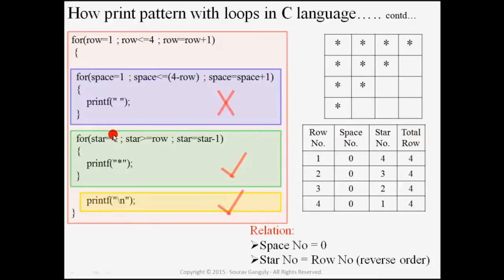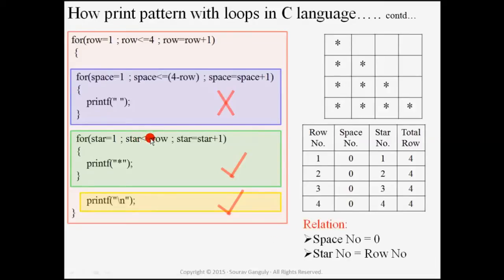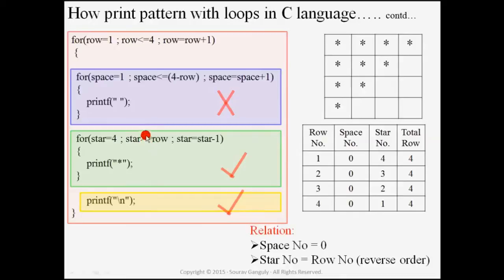That means in this program we change here. We initialize star with the row number and then decrease the value of star, and we are checking the condition greater than or equal to. In the previous section we used less than or equal to, and in this program we change it to greater than or equal to. That means it will reverse this program. Now let's just take the example.